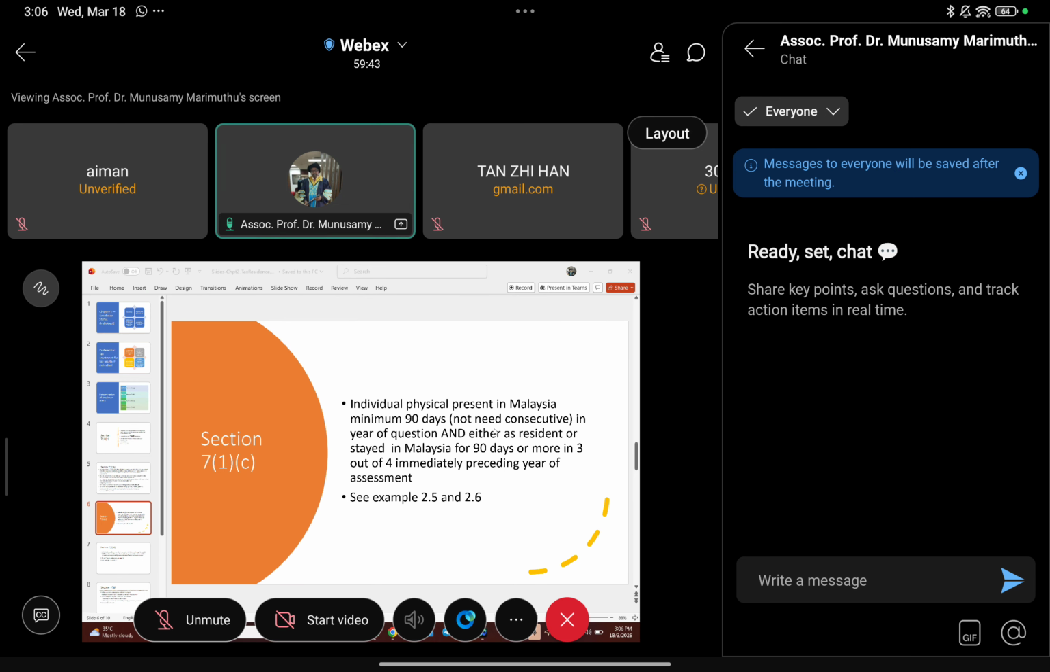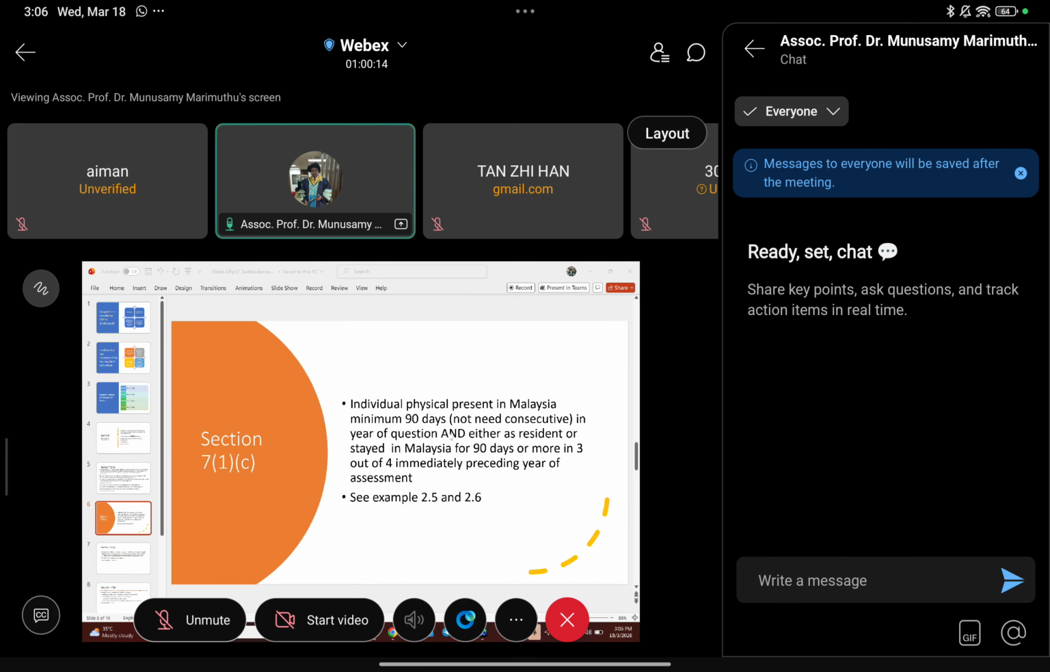November, 4 November up to December is continuous. We call that consecutive, continuous. So for 7.1c, the person must be physically present in Malaysia at least 90 days, either in one period or many periods, in the year of question.